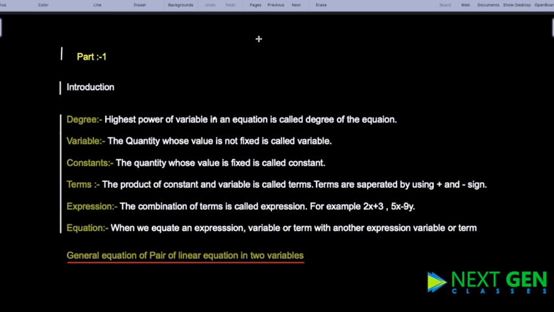Pair of linear equation in two variables is part of algebra of class 10th mathematics. So all the rules that apply to algebra are also part of pair of linear equation in two variables. To understand what the name really means, I have to make a postmortem report of the name of this chapter.